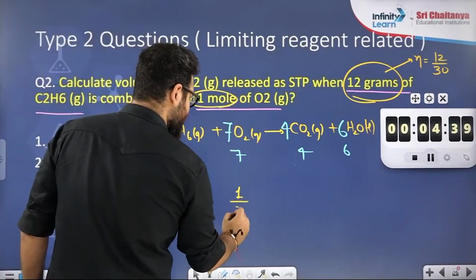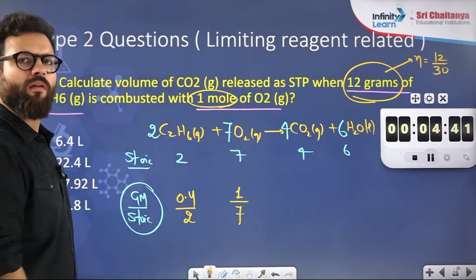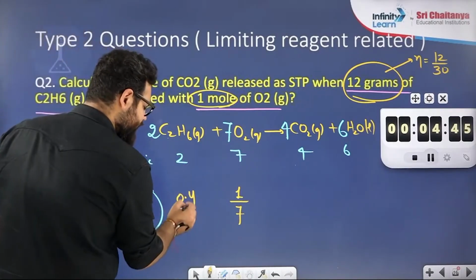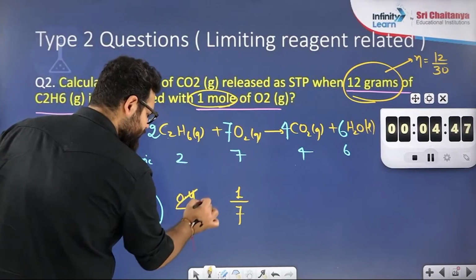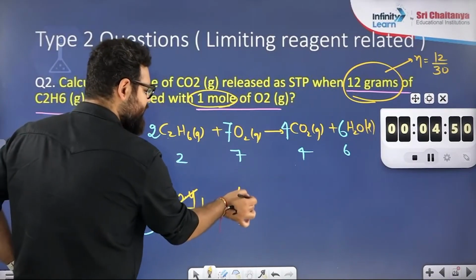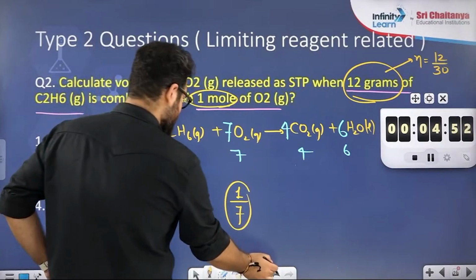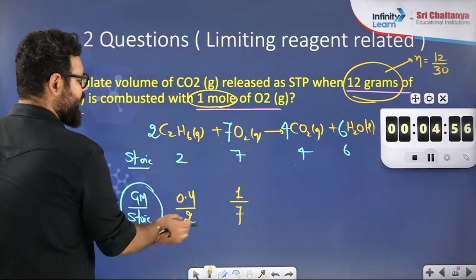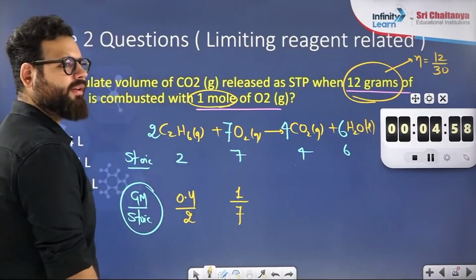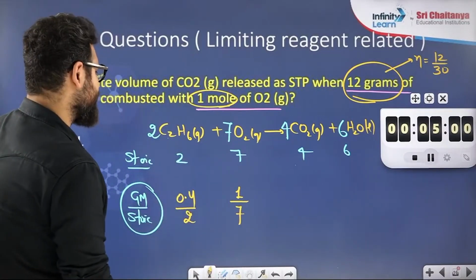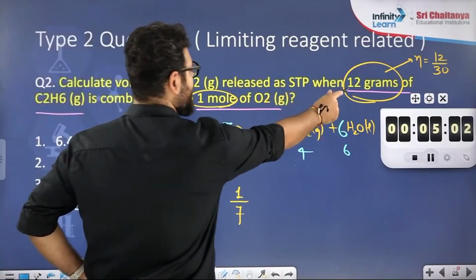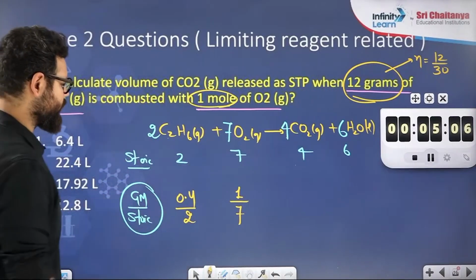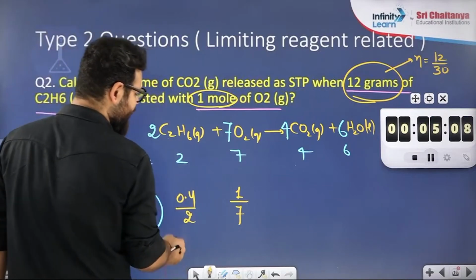1 by 7. So this is 1 by 5. If I see carefully, this is 1 by 5. This is 1 by 7. Okay, this is 1 by 5, and this is 1 by 7. Correct? 0.4 moles are given, by stoichiometry is 2, 0.4 by 2. Sorry, this is 1 by 5. Yes, this is 1 by 5.